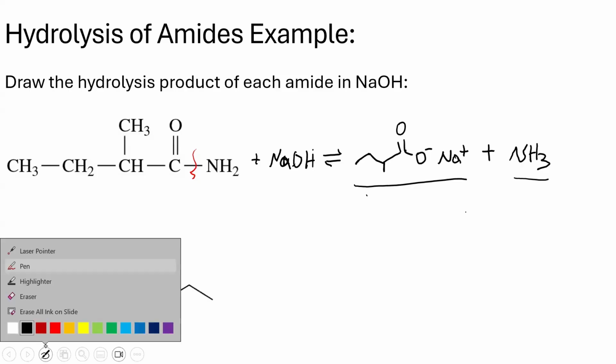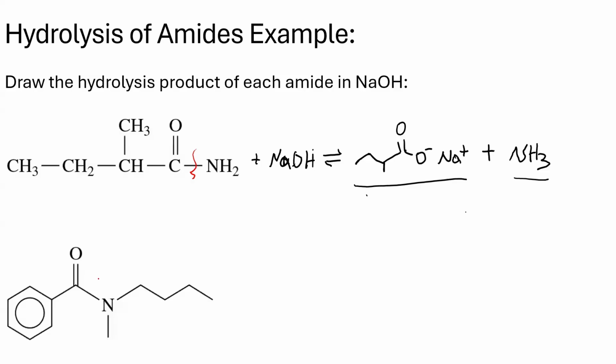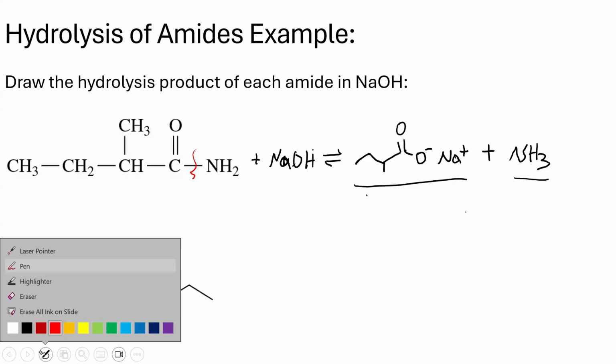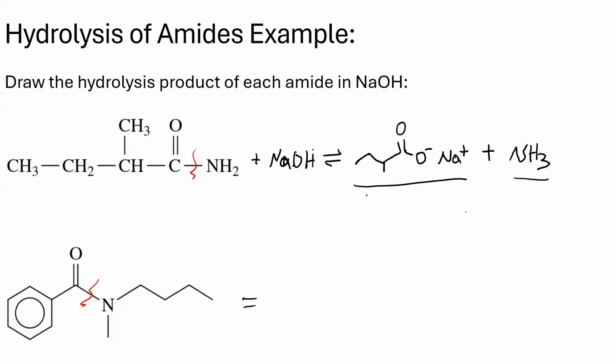Let's try it with this one. With this one, the bond that's being broken is this. That'll help us form our carboxylate salt, which would look something like this. We have our carbonyl carbon, O minus, Na plus, and then our amine. So we have the nitrogen with 2 groups, and then we reform our amine by adding the hydrogen onto it.